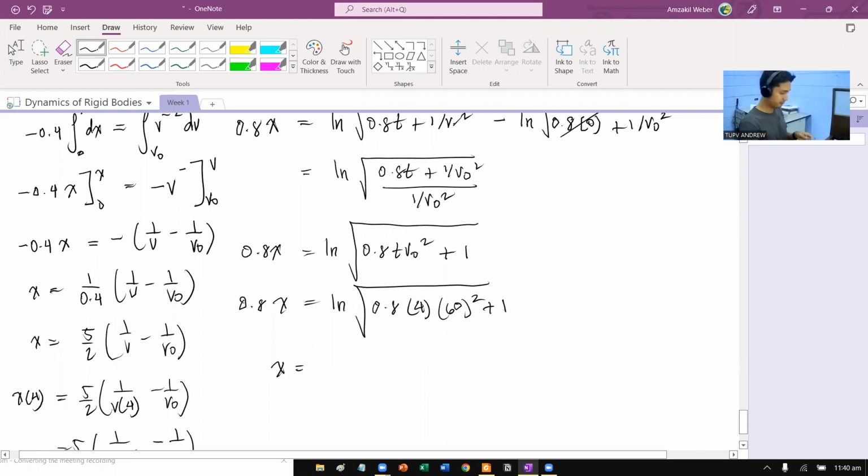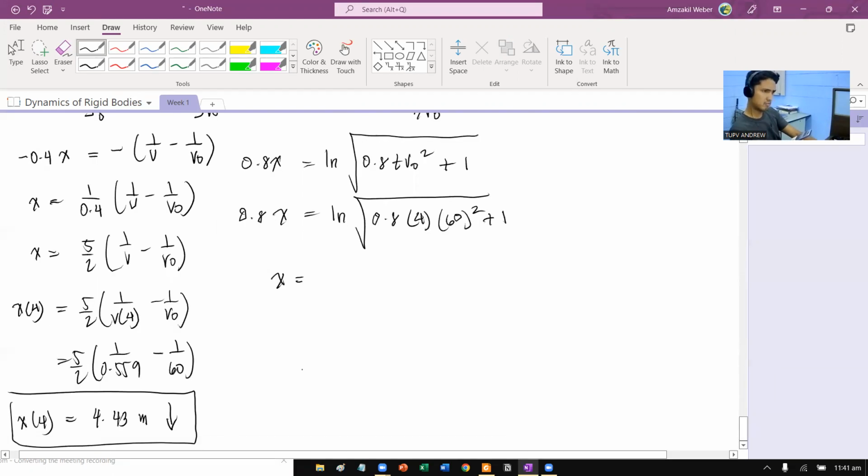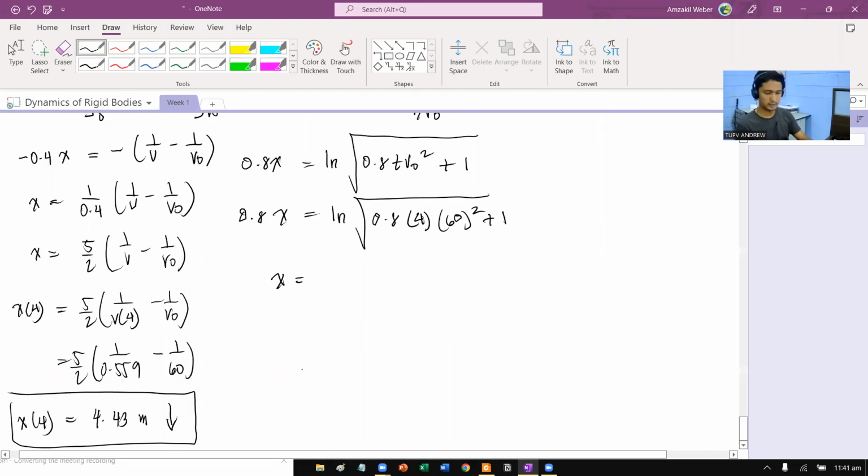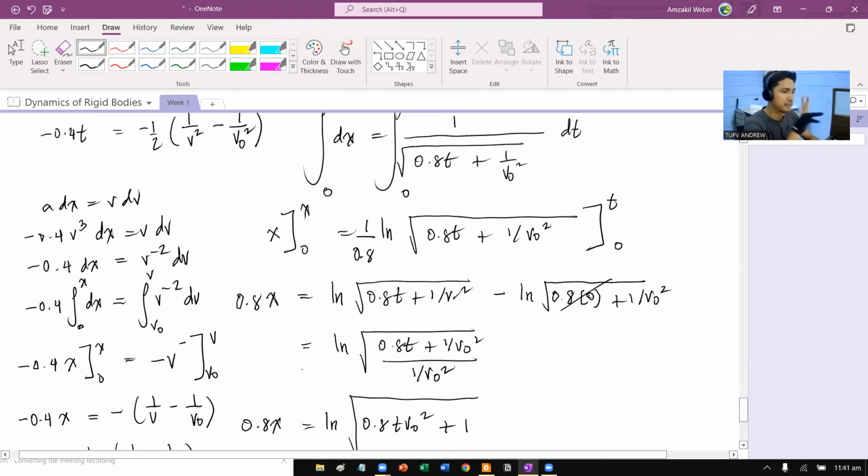Let's check it. 0.8 times 4 times 60 squared plus 1. Square root of that. ln. Wait, 0.8. Oh shit. Di ba? What is wrong? Hello. What's the matter? Let's check on the stats.